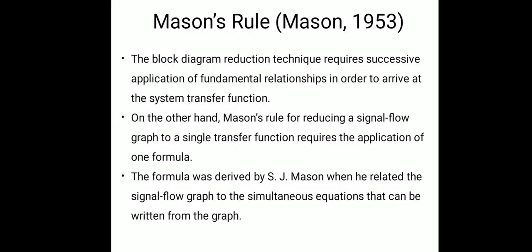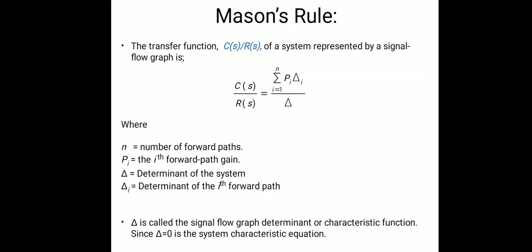This formula was derived by S.J. Mason, when he related the signal flow graph to the simultaneous equations that can be written from the graph. So what is Mason's gain formula? To find the transfer function, that is the ratio of Laplace of output to Laplace of input, C upon R, it is the summation from 1 to n of P_i delta_i upon delta, where P stands for the forward paths and their gains, and delta_i stands for the determinant of the particular forward path.